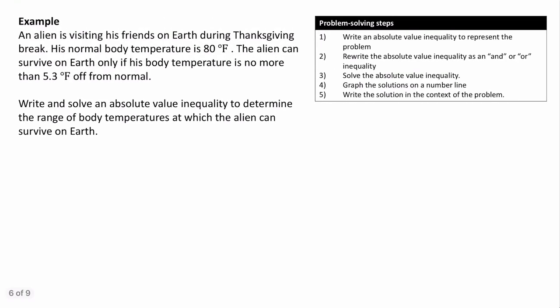So now let's try this example. It says that an alien is visiting his friends on Earth during Thanksgiving break. His normal body temperature is 80 degrees Fahrenheit. The alien can survive on Earth only if his body temperature is no more than 5.3 degrees Fahrenheit off from normal. Write and solve an absolute value inequality to determine the range of body temperatures at which the alien can survive on Earth.